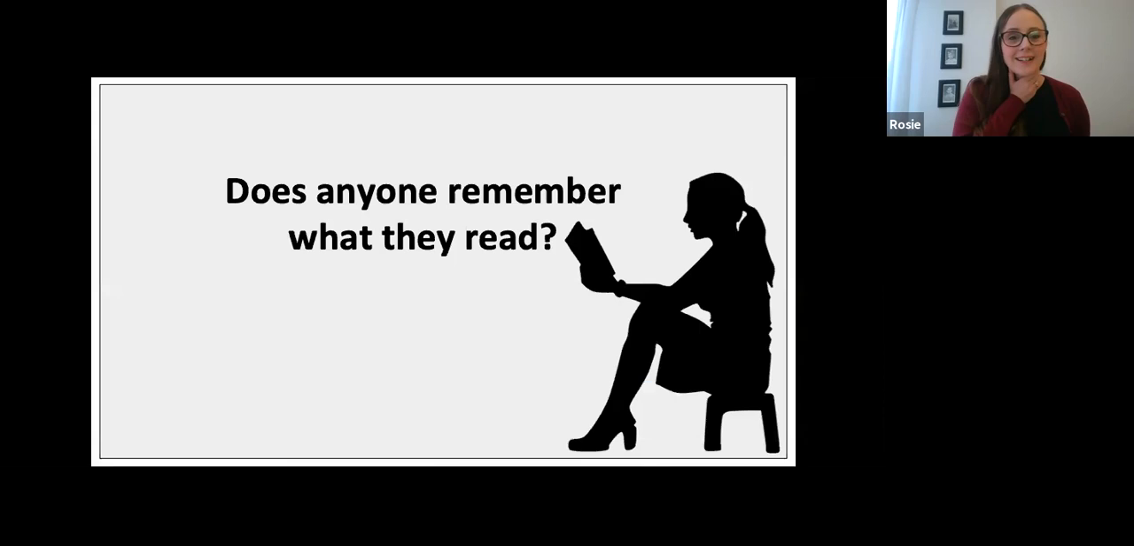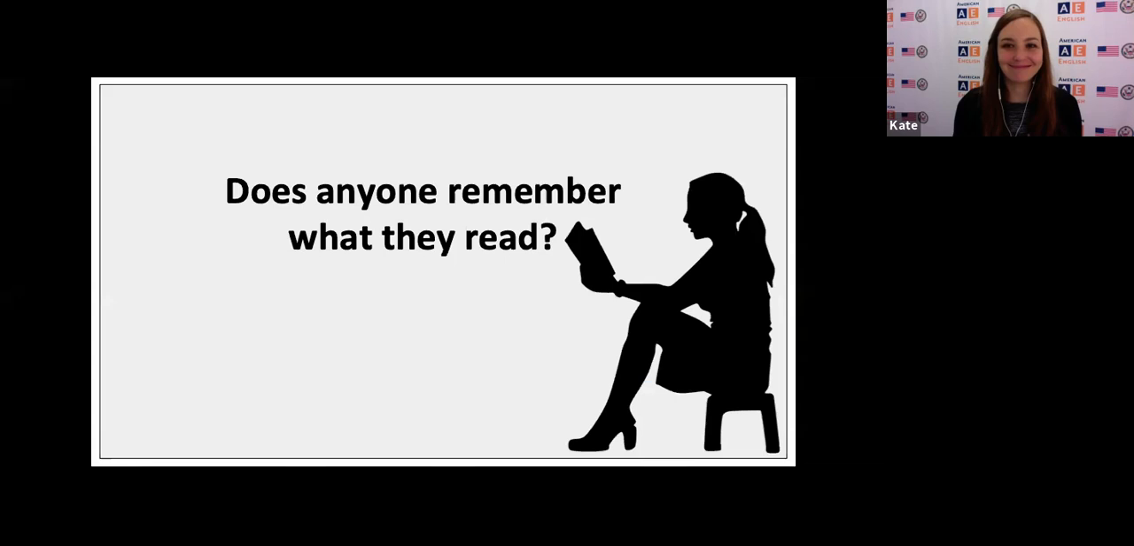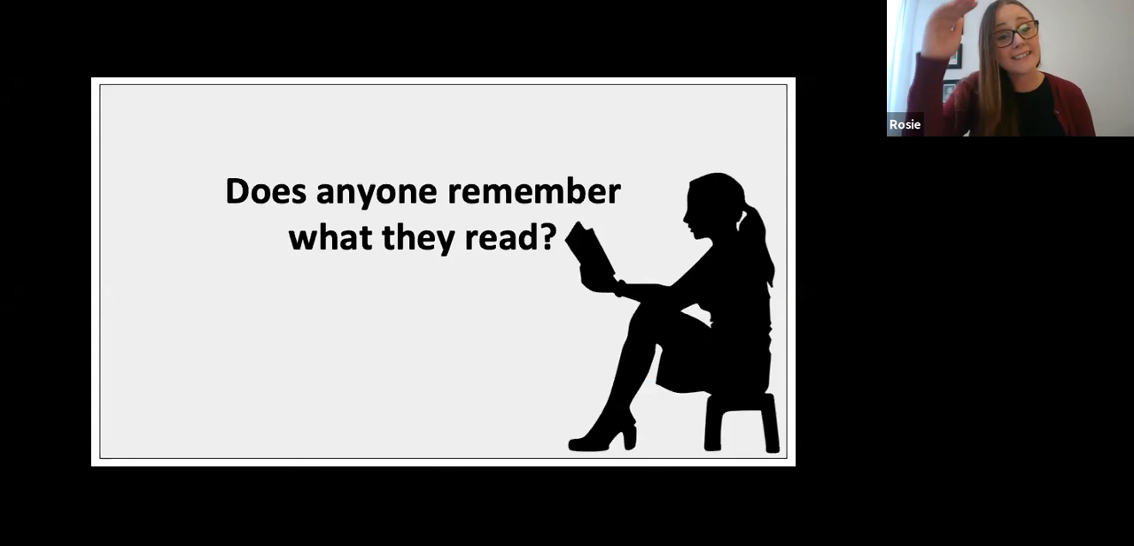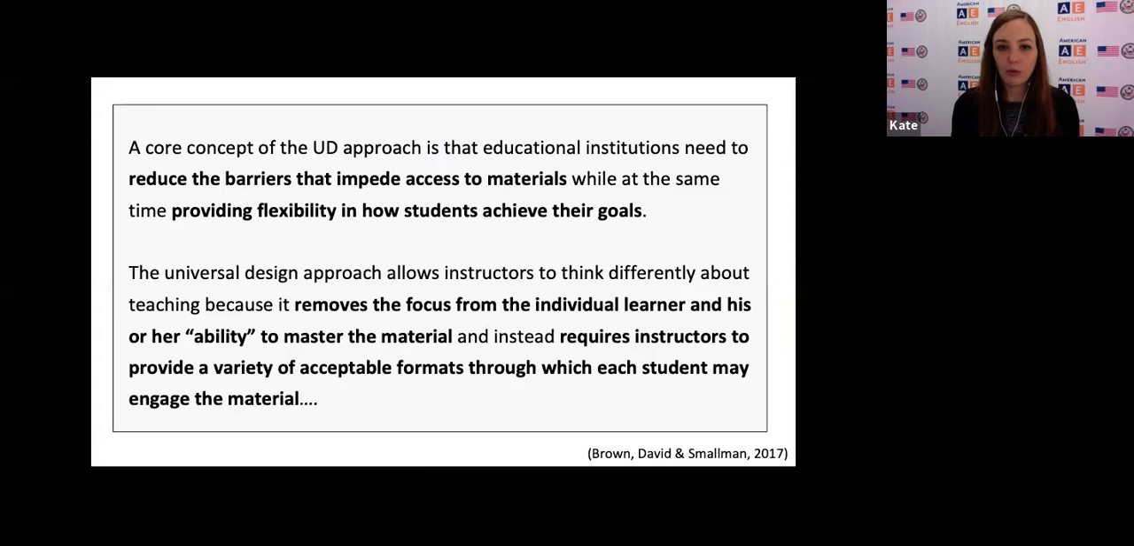Does anyone even remember what they were reading while they were writing? I don't remember anything. I remember I wrote the word it. That's it. So very few people probably remember any of it or even had time to read the whole text. So let's look at what we're actually reading. Are you guys ready? Wow, this is so much more clear.